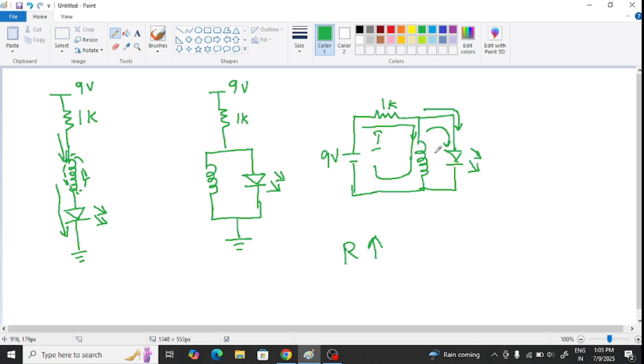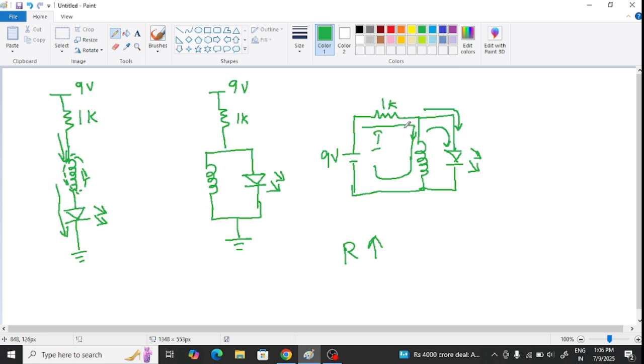But practically, we cannot see it with the eye. So I'll show you a practical circuit also. When you connect in series, initially the resistance will be high and the current will not flow, but as the current increases, the magnetic field increases and the resistance decreases, and current will flow and this LED will glow. Whereas here, since initially the resistance is high, current will not flow through this, whereas current will flow through this, through the LED.